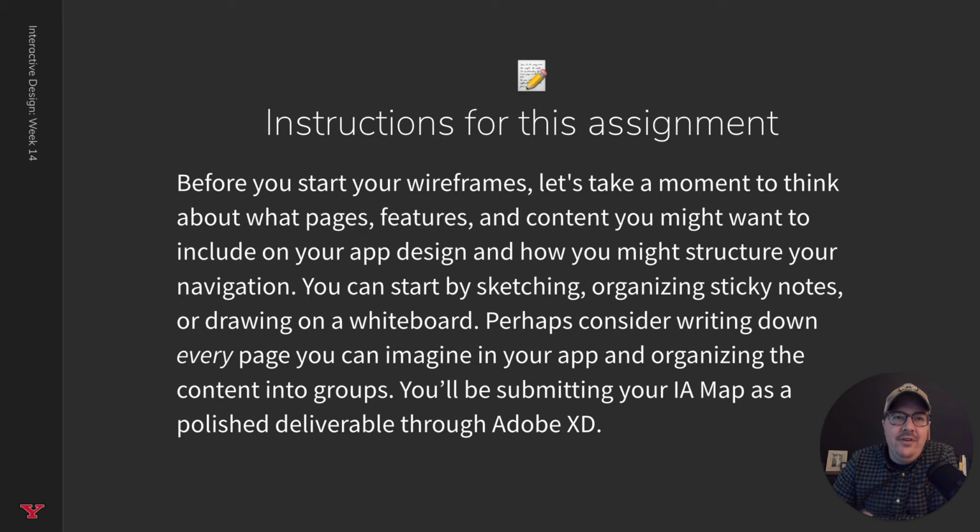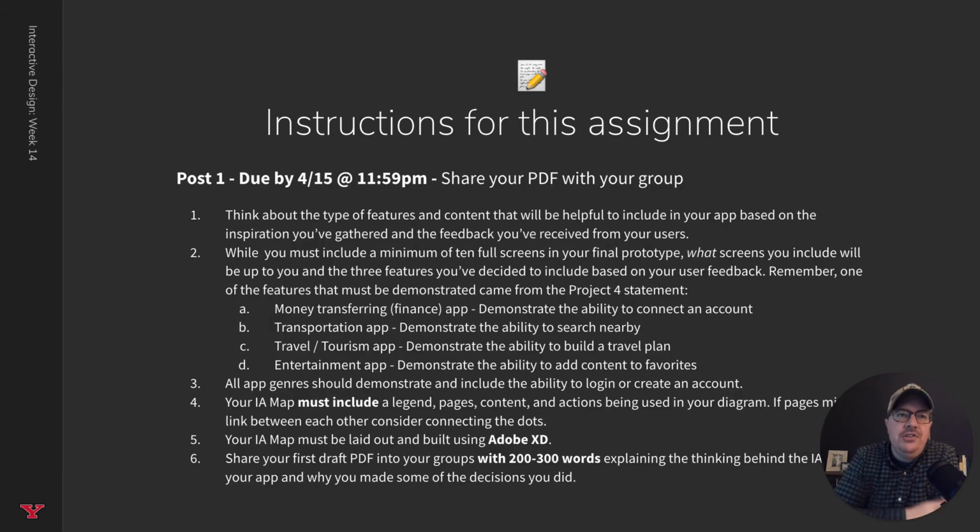If you're kind of having a moment where you can't think about how am I going to lay this out, I typically start with jotting everything down on sticky notes or just writing down in a Word doc every page that I can imagine as being a part of this app, and then organizing it in Adobe XD or whatever IA mapping software that I'm using. For this assignment though, like we did for project number 2, you're going to be submitting your IA map as a polished deliverable coming out of Adobe XD. So let's go over the instructions.